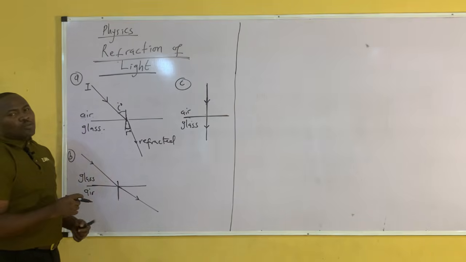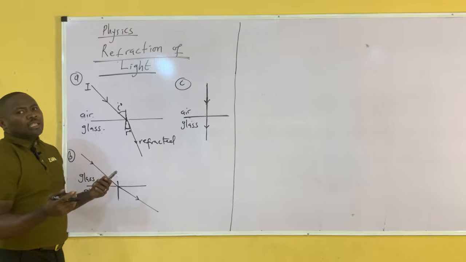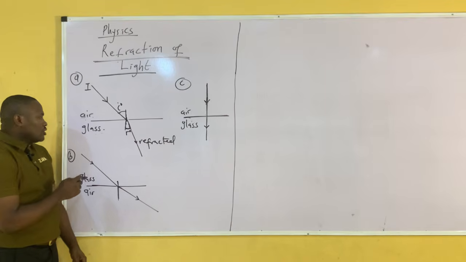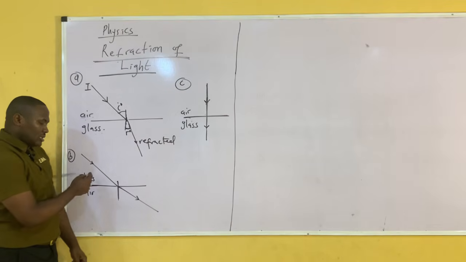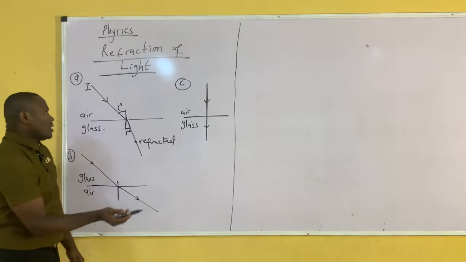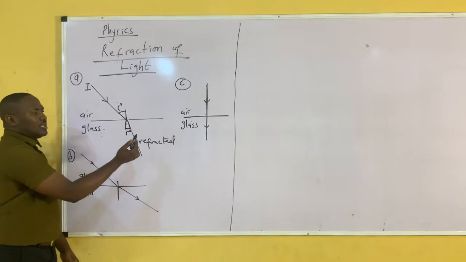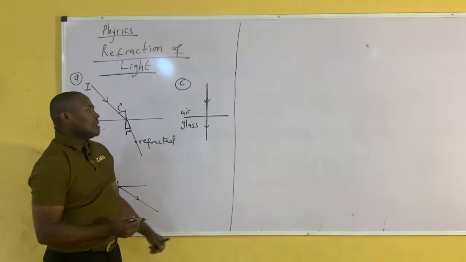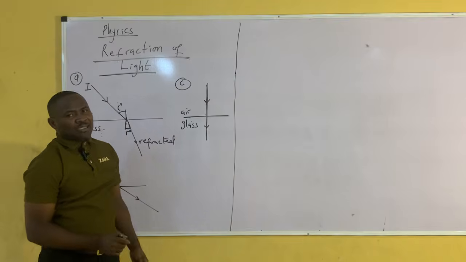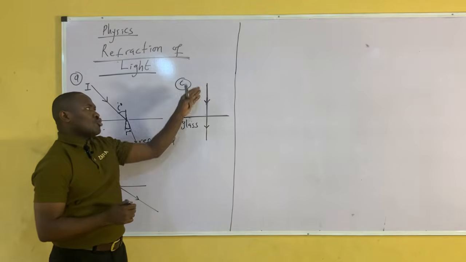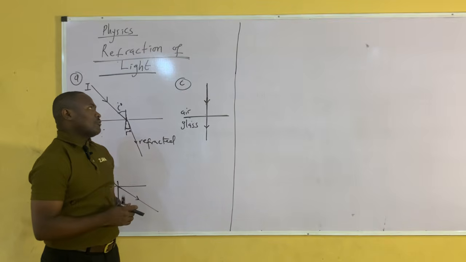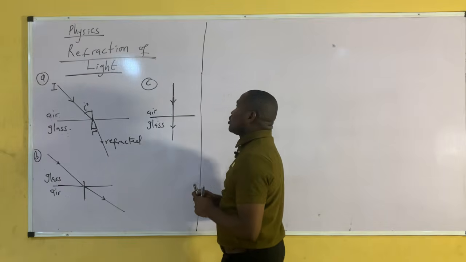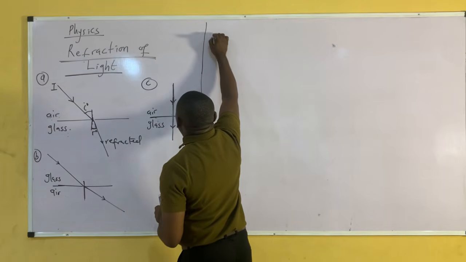So when light travels from a less dense to a more dense medium, the light bends towards the normal. But when it travels from a more dense to a less dense medium, it bends away from the normal. But when light is shone normally, it goes unrefracted. Take note of that. When light is shone normally, it goes unrefracted. Now, what's the next thing I want you to see? The next thing I want you to see is what we call refractive index.